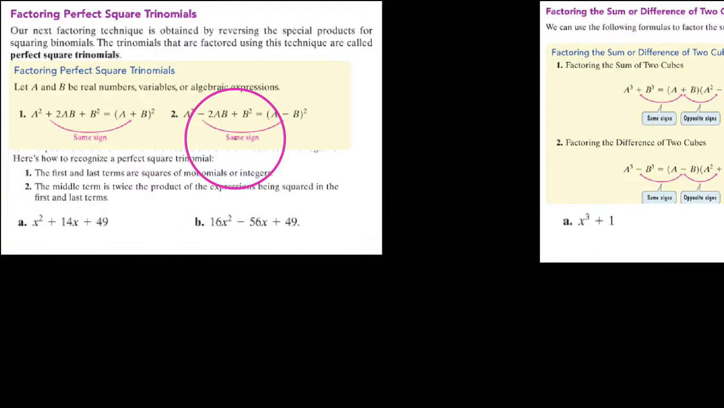Okay, YouTube, this is my fourth video in my module on factoring, which we're going to focus on a couple of special factoring patterns here, notably the perfect square trinomial as well as the sum or difference of two cubes. Okay, so let's start with perfect square trinomials.